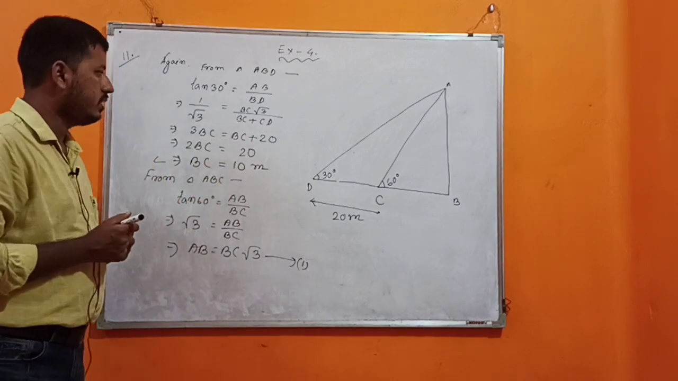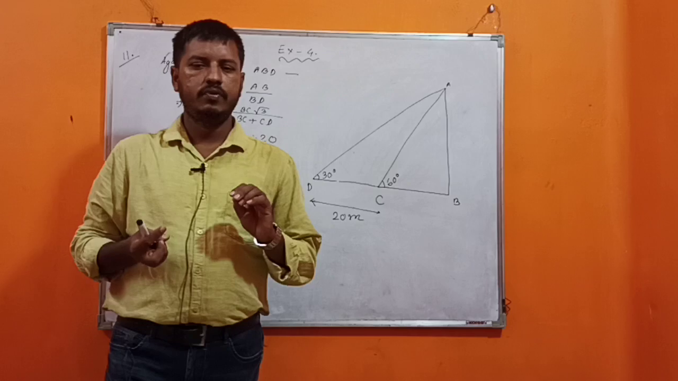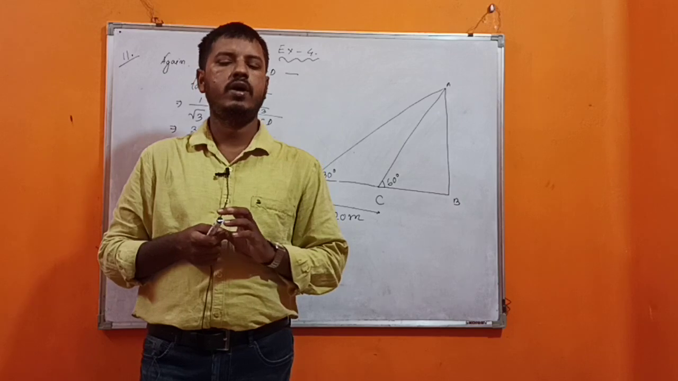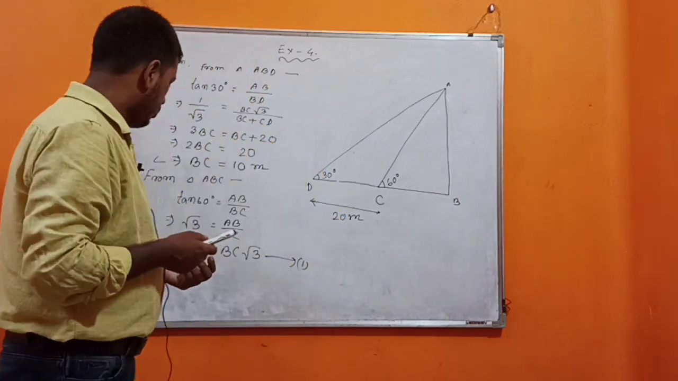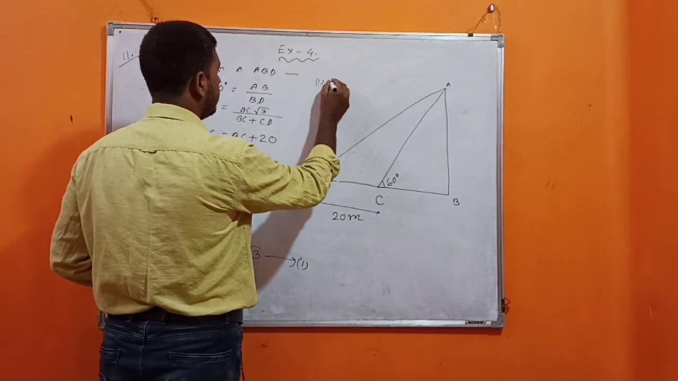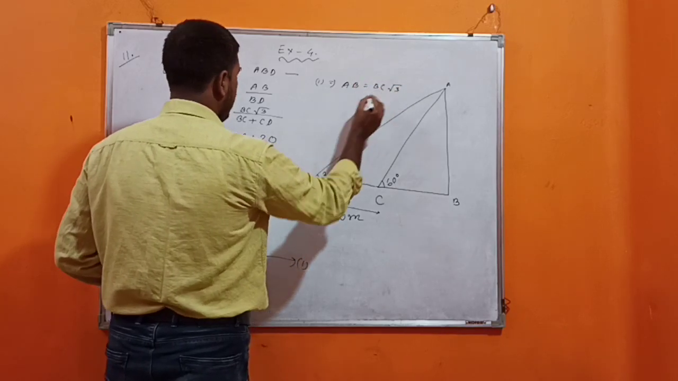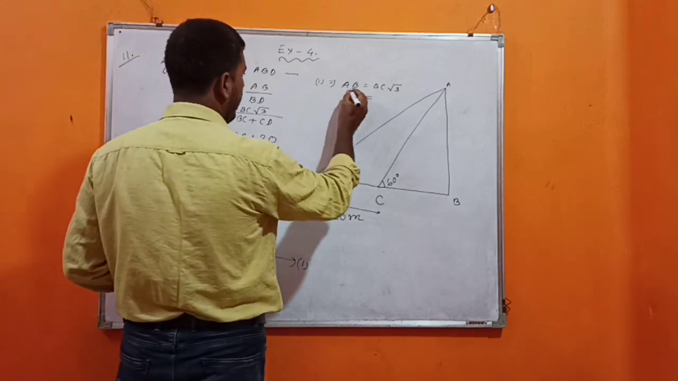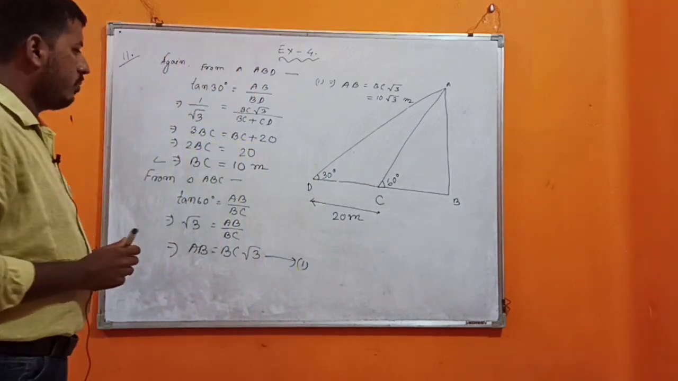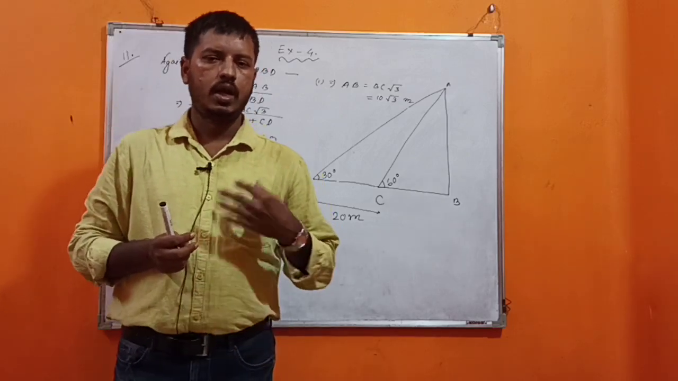I think you will be able to understand clearly. Okay, BC equal to 10 meter. So what I have got, the width of the canal is 10 meter. And now our target is to find the height of the TV tower. So from question 1 it is given that AB equal to BC root 3, and BC here we have got 10. So I can write AB equal to 10 root 3 meter. Okay. So what we have got, the width of the canal, that is BC equal to 10 meter, you can write in the last part.